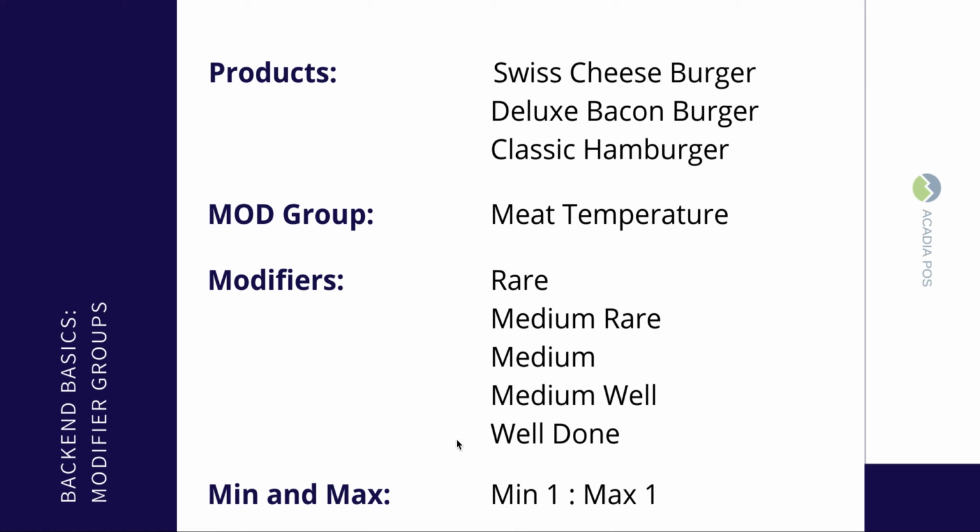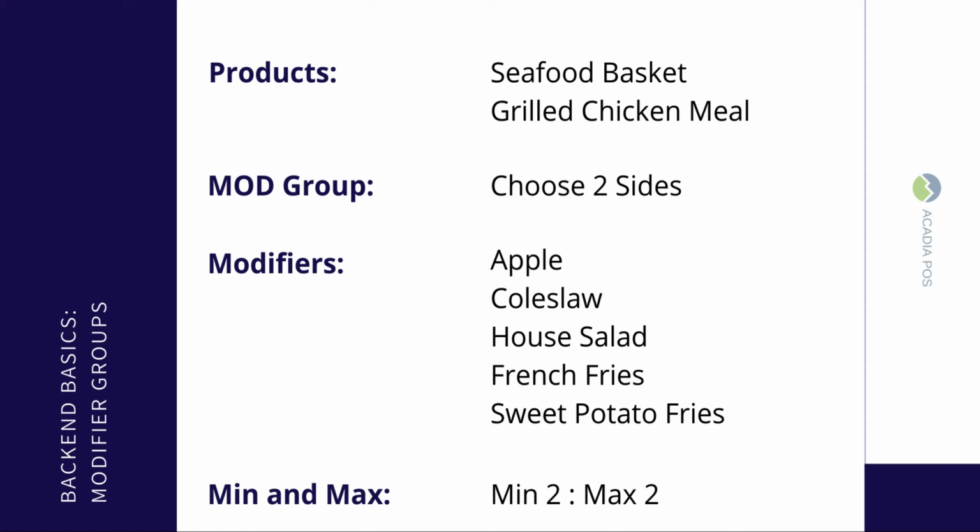Another example is, let's say, something that comes as a meal. So we have two products, the seafood basket and the grilled chicken meal. And the mod group that you might create for this based off of your menu is choose two sides. The sides they're able to choose from, let's say for this example, are apple, coleslaw, house salad, french fries, and sweet potatoes. And you would indicate that the minimum is 2 and the maximum is 2.